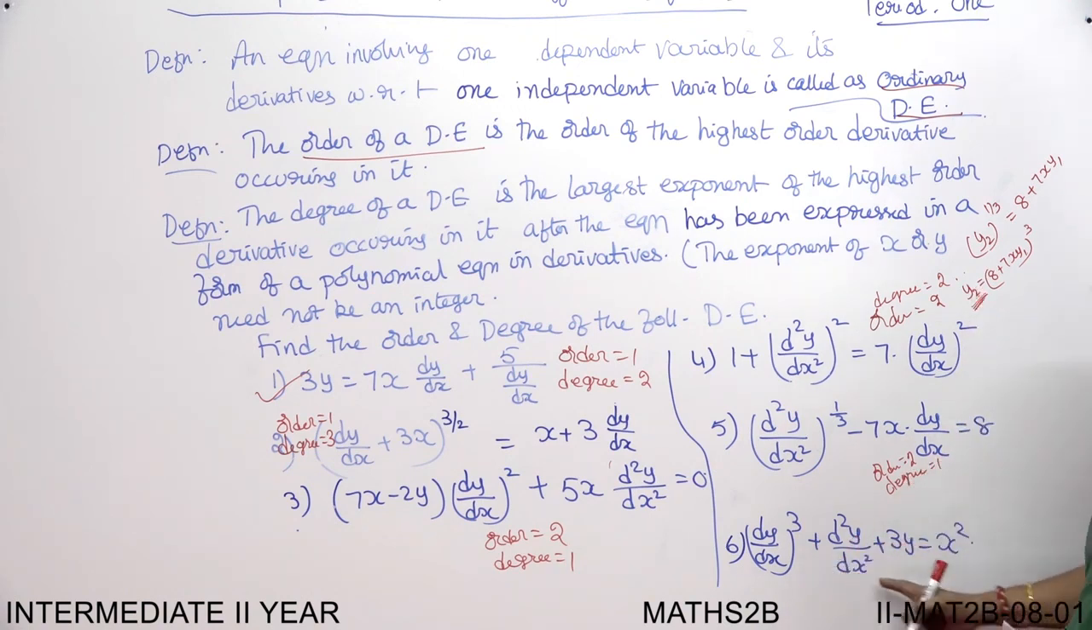Now here it is direct. The order is 2 here because you have d square y by dx square, and the highest power for it is 1 only. So the degree is 1. Order is 2 and degree is 1. So you can just try these problems. We'll continue with this in the next period.